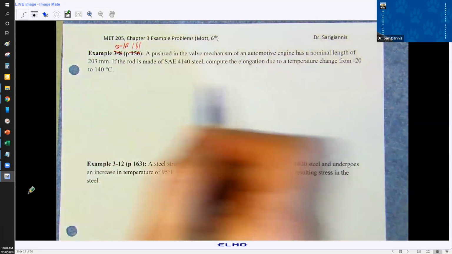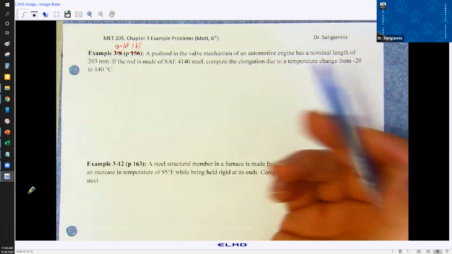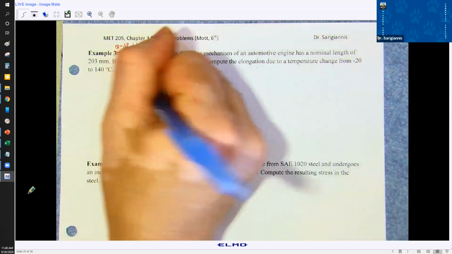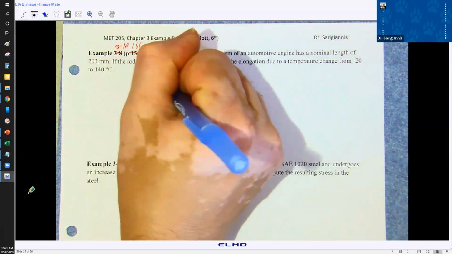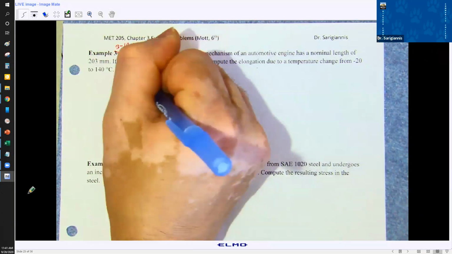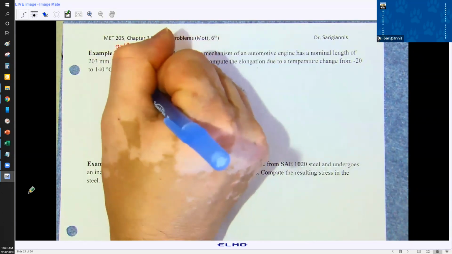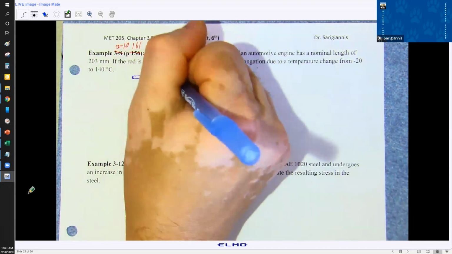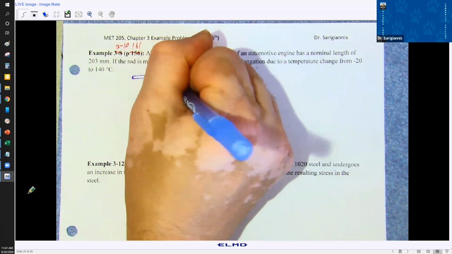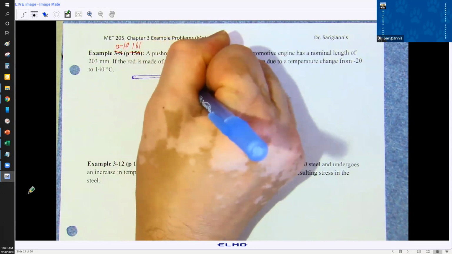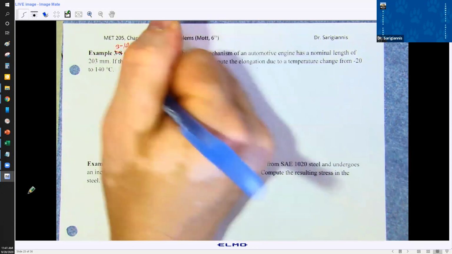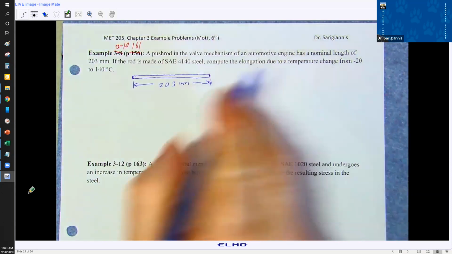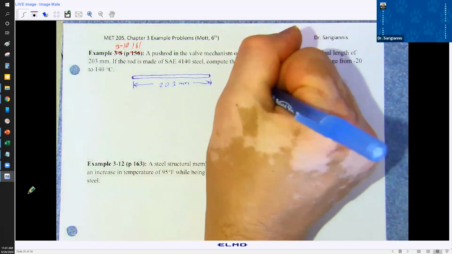Oh no, this is Celsius. This is crazy. This is a push rod, it's just the engine getting hot. All right, so let's see. We've got this rod, and I'm just going to draw a generic length, with nice sharp corners. This is 203 millimeters. And we want to find what the elongation is due to temperature change.